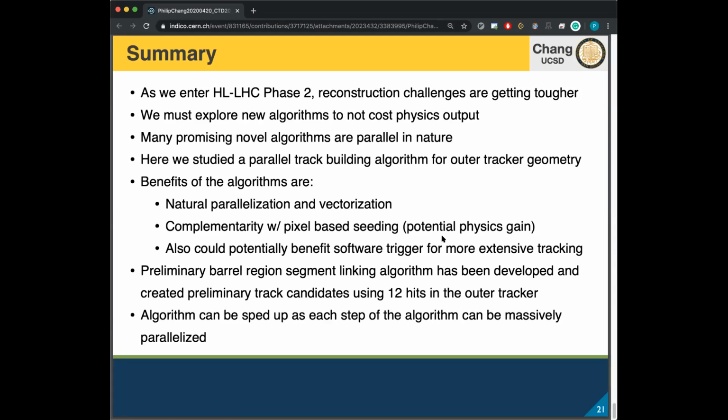I've shown you a preliminary barrel-region-only segment linking algorithm, and the track candidates built out of 12 hits show very good efficiency. Going forward, we would like to investigate this more and build it up to cover all of the detectors. So that's all I have for today.